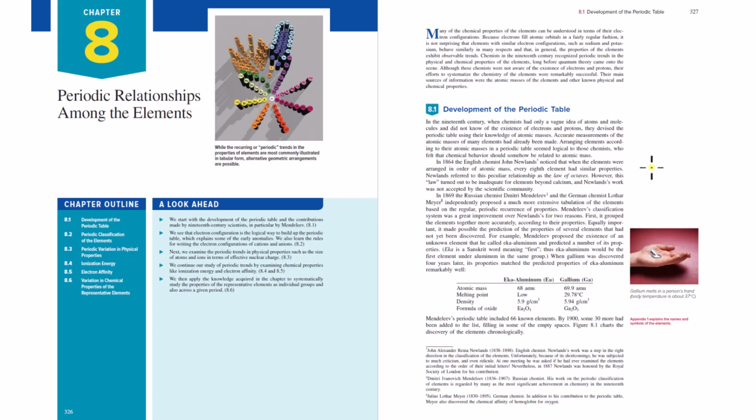Okay, so we're going to start by revisiting the history and development of the periodic table. We touched on this a little bit in Chapter 2. We're going to go through it in more detail here at the start of this chapter.